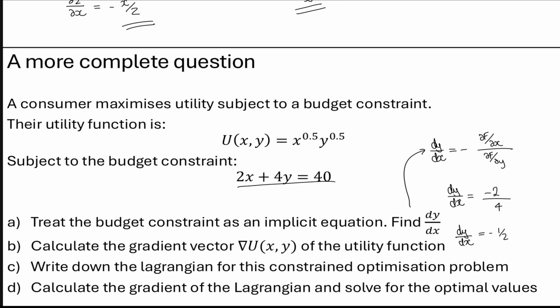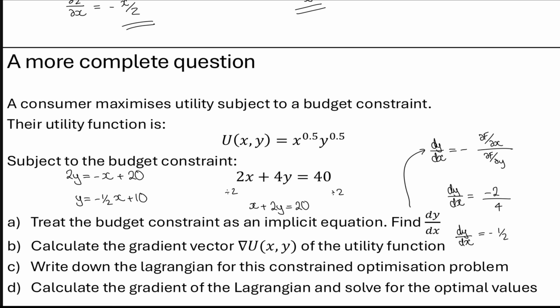Of course, this is just a linear function, so what we could have done is first divide everything by 2, so we get x plus 2y is equal to 20, and then make y the subject, so we get 2y is equal to minus x plus 20, and then y is equal to minus a half x plus 10. So as we can see, the gradient, which is dy by dx, is minus a half.